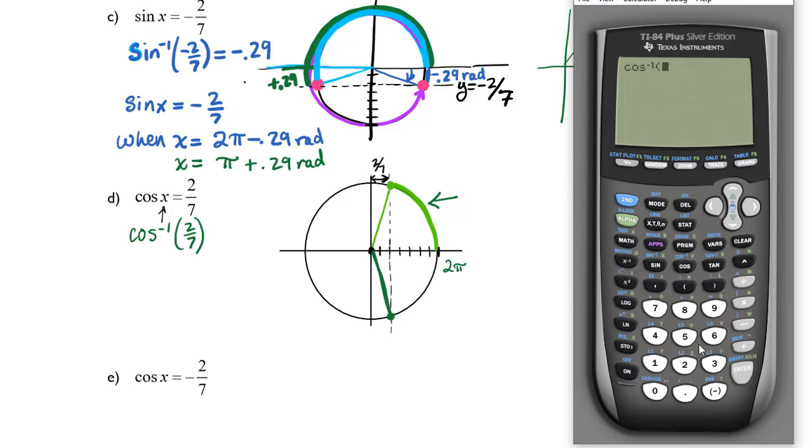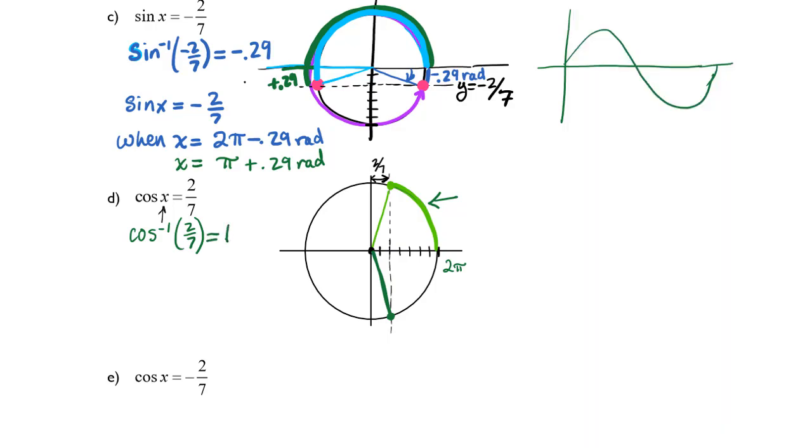Cosine inverse of 2/7 gives me 1.28 radians. Now remember, that made sense because I said it looked, from drawing the unit circle, like my radians were going to be greater than 1, which is good. 1.28 radians means that if I take that as one of my solutions, the other one will be 2 pi minus 1.28 radians.